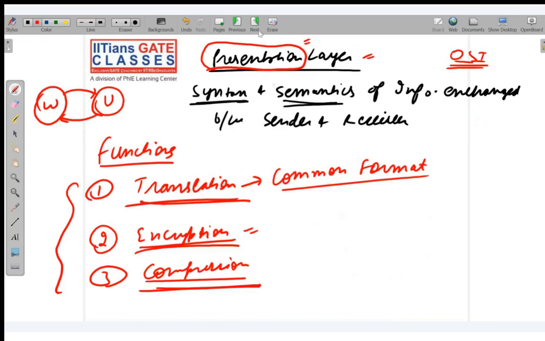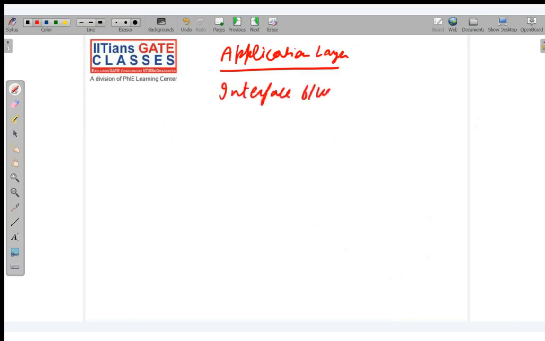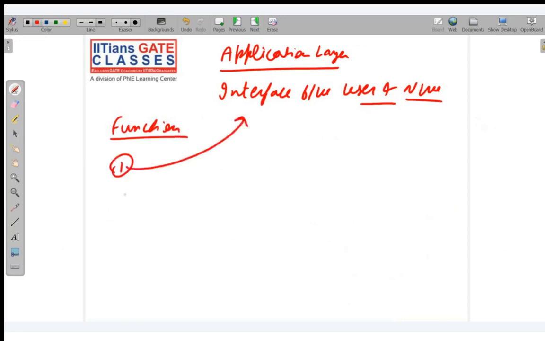Okay, so next is the application layer. The last layer is the application layer. It basically provides an interface to the user so that it can interact with the network. So the interface between user and network is provided by the application layer. So what are the functions? First function is this only: interface between user and network.